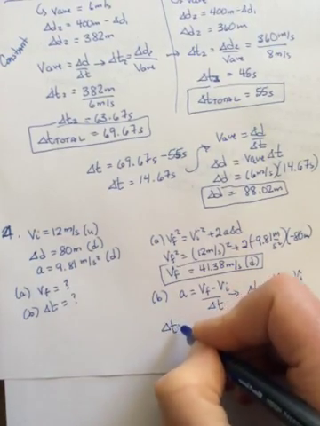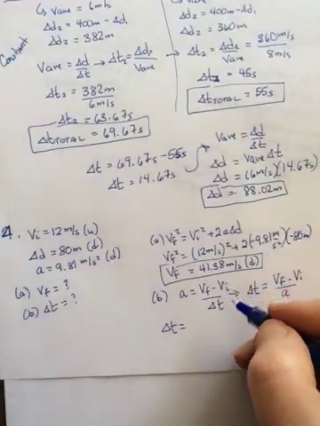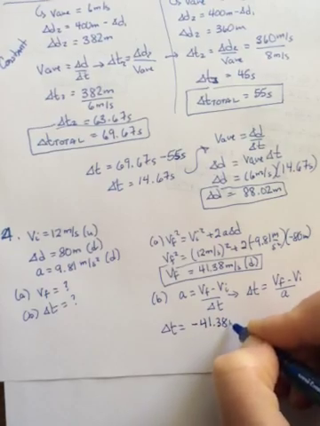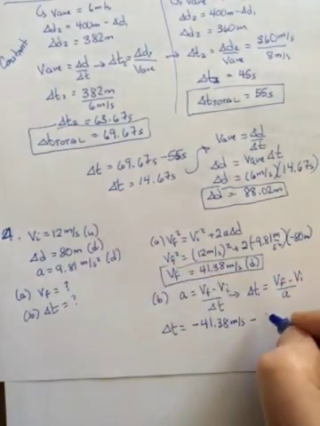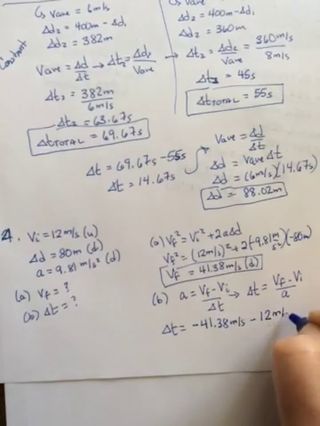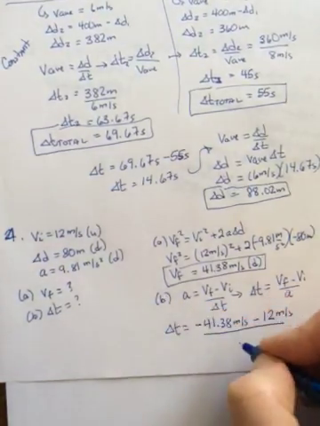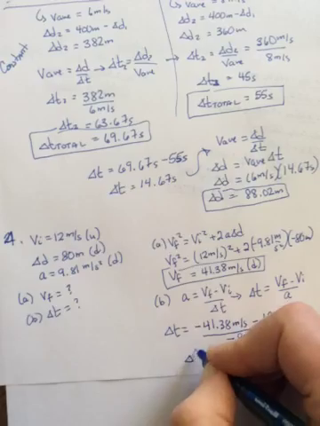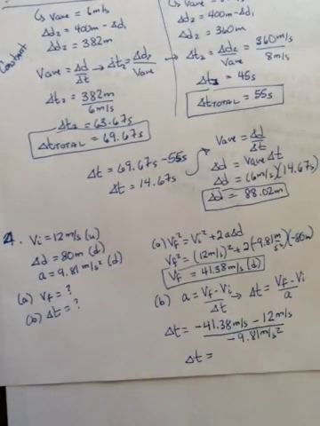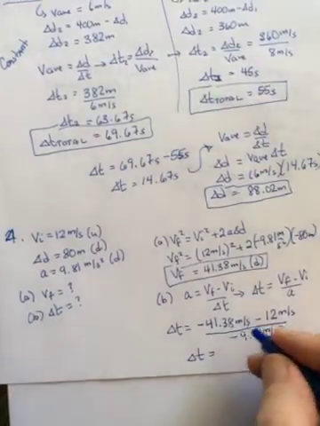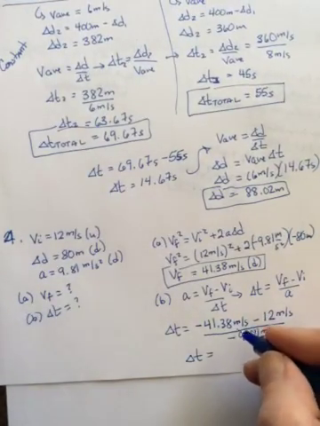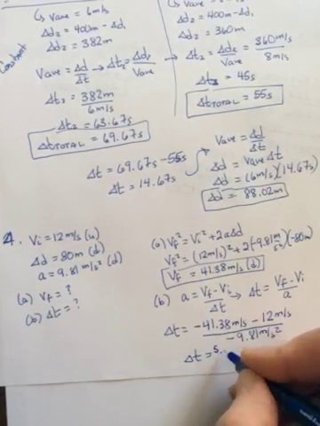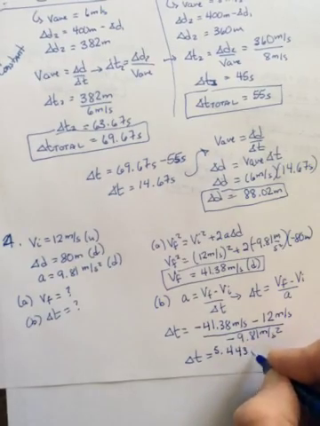Now you have to be really careful about positives and negatives here. VF is down, so it goes in as a negative 41.38 meters per second, minus VI is up, so it's minus a positive 12. And A is down, so it's negative 9.81 meters per second squared. Make sure you get all your signs right. If you do, then on the top that's going to be negative 53.38, and the negatives will cancel, and you should get 5.443 seconds.